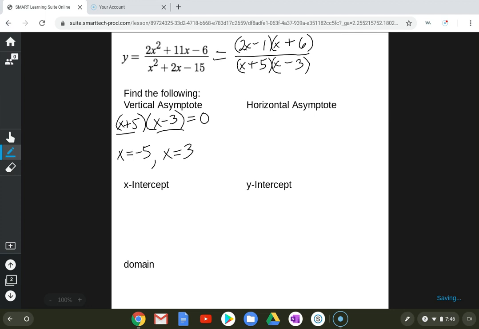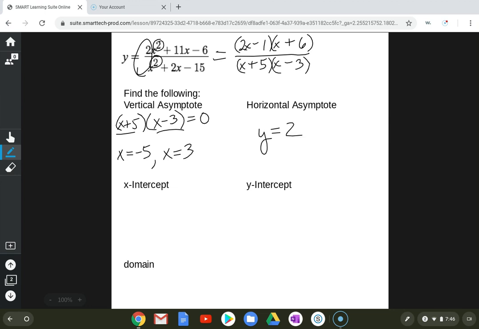Horizontal asymptote, remember that deals with the degree. Since the degree is the same top and bottom, our horizontal asymptote is the quotient of the leading coefficients. So whenever the degree is the same top and bottom, you just take the leading coefficients and divide them. So our horizontal asymptote is y equals 2.